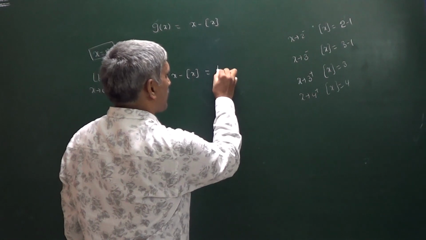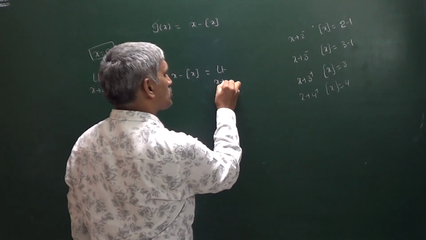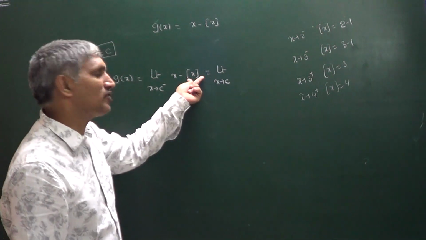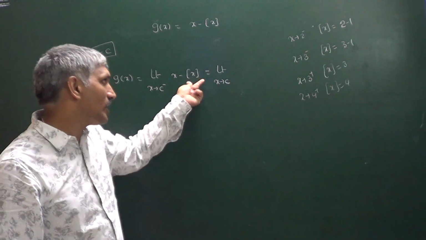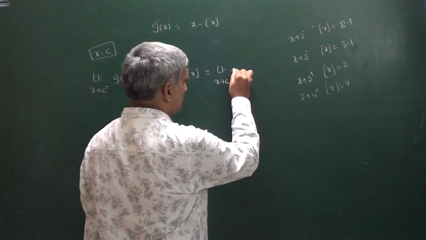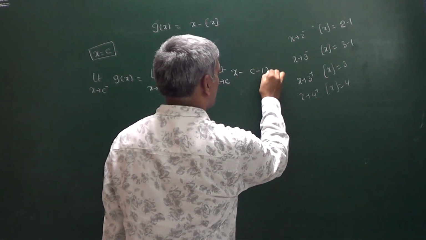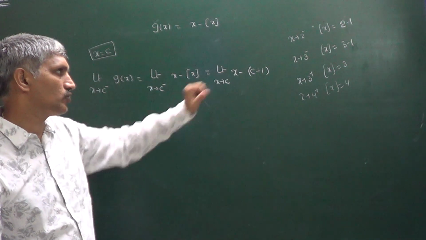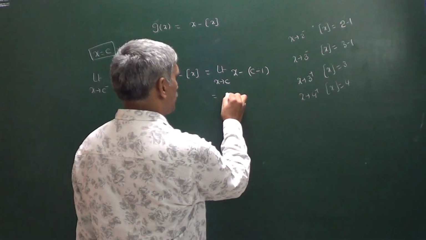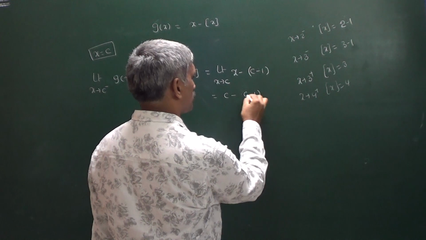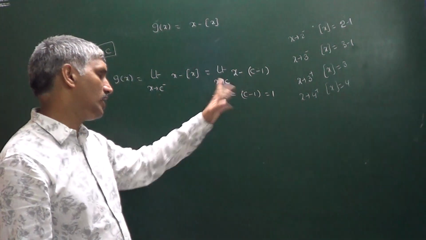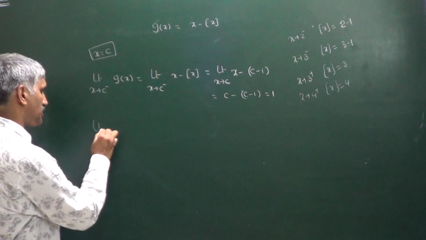So I can write this as limit x tends to c. Now I am not writing c minus. Why? Because in the c minus case, the function is going to be affected. So that is modified as x minus, c minus 1. Because in the c minus case, this is becoming c minus 1. Now apply the limit, you will get c minus 1. So we are getting the answer as 1. Left hand limit we got 1. Okay, now we are checking the right hand limit also.